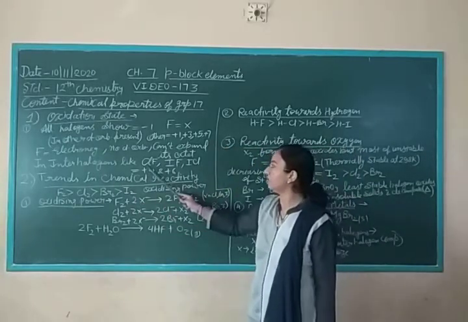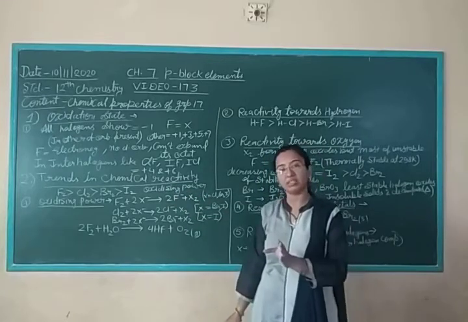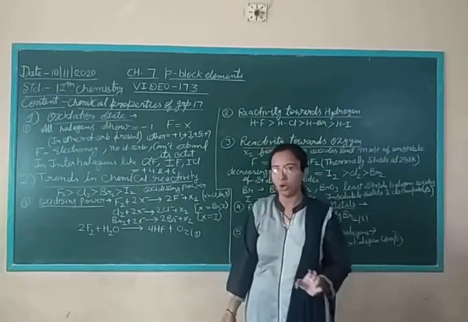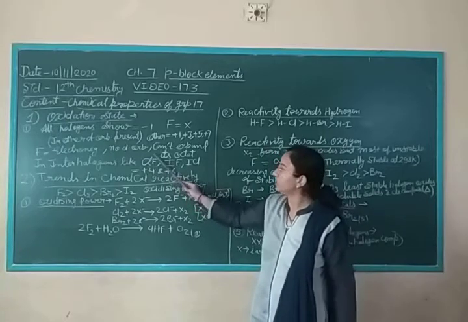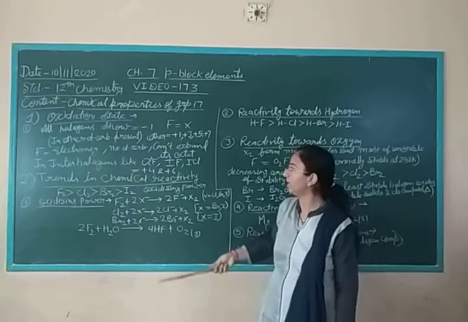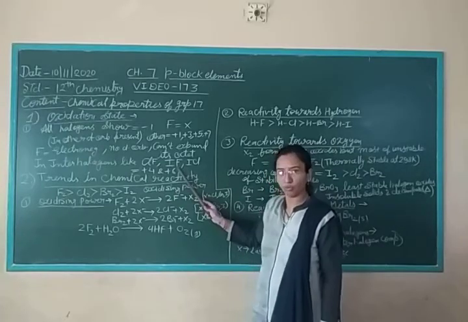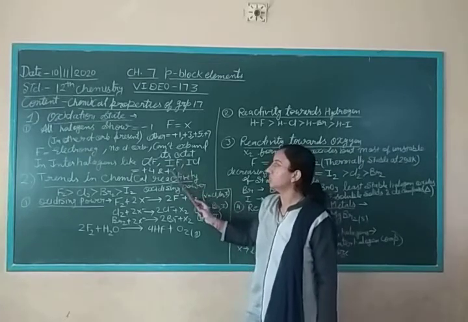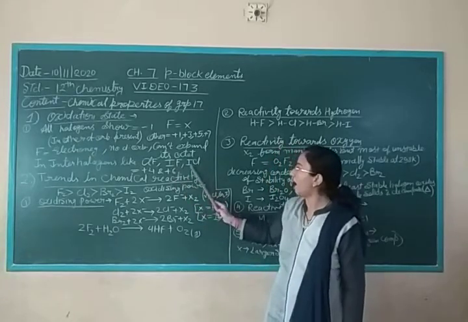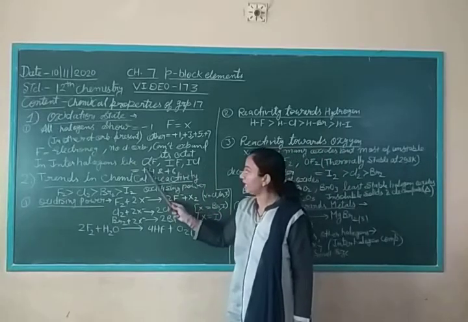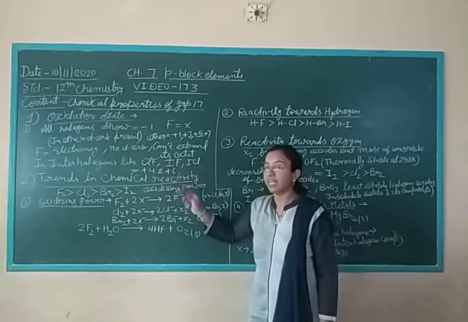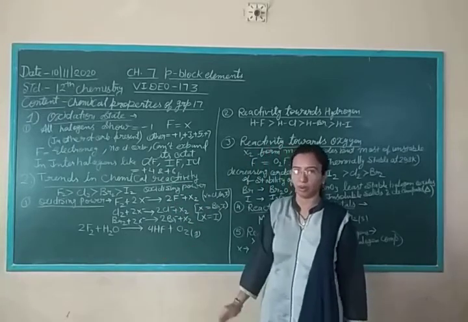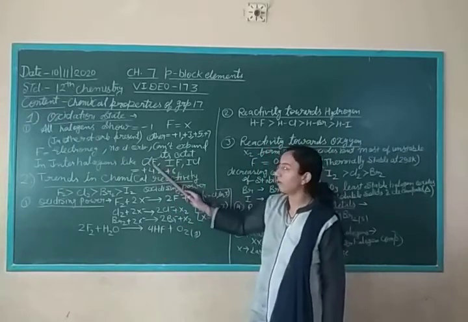Then, interhalogen compounds are formed when a halogen reacts with another halogen. Like chlorine reacting with fluorine, this is an interhalogen. Then iodine reacts with fluorine to give iodine fluoride, which is also an interhalogen. And ICl, iodine chloride. Here you see the first element is bigger in size and the second one is smaller.